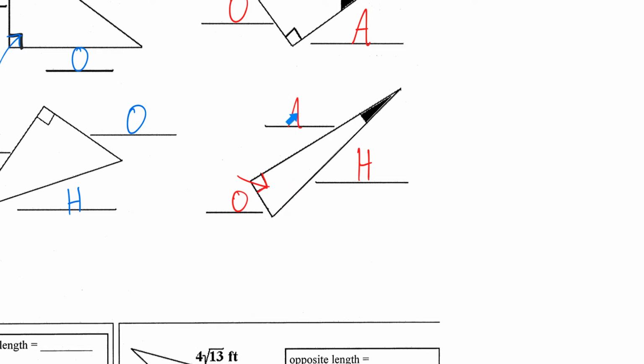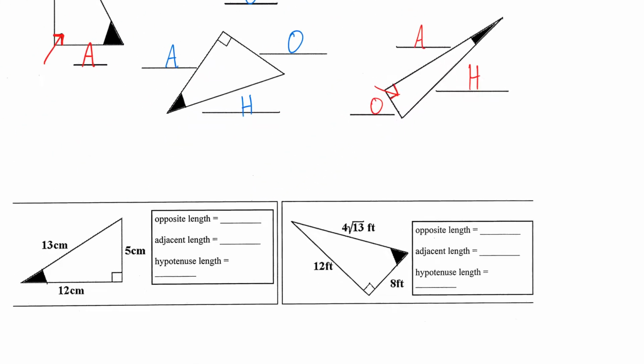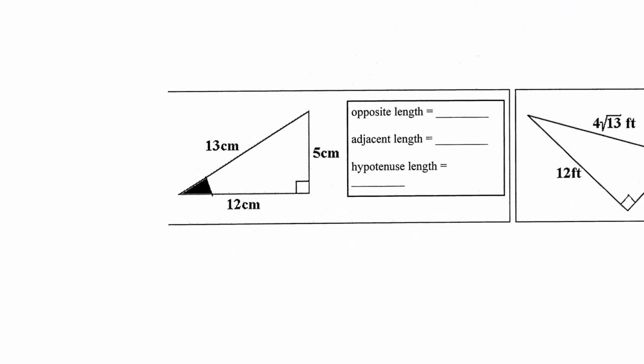Then the adjacent means right next to the angle. It's the side touching the angle. You can see how this side right here touches this angle. And then this side over here, this is the opposite side because it's across from it, on the other side of the triangle.